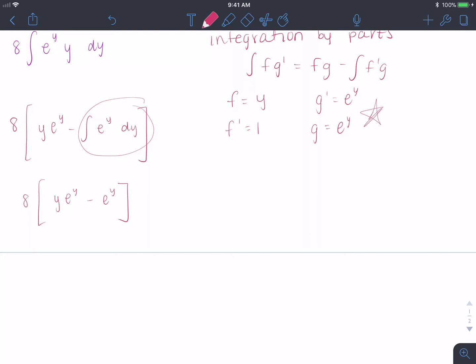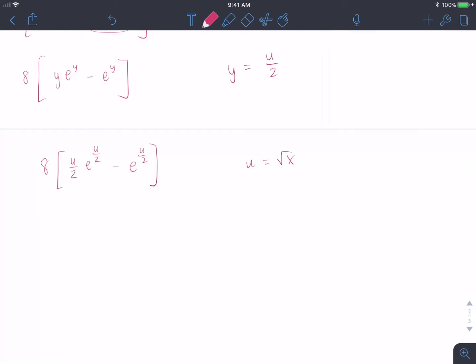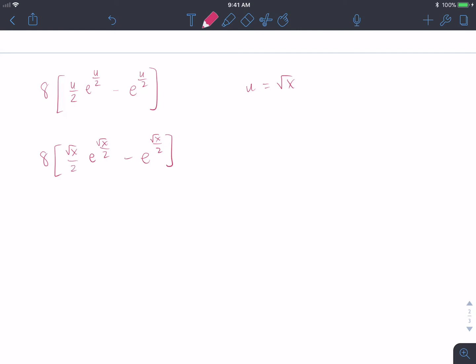Now we need to go back because the original problem is using x's, and we currently have a y. So y was equal to u over 2. We have 8 times u over 2, e to the u over 2 minus e to the u over 2. And u was equal to square root x. We'll plug that all in. 8 times square root of x over 2, e to the square root x over 2 minus e to the square root x over 2. I'll distribute the 8 through first and then pull things back out.